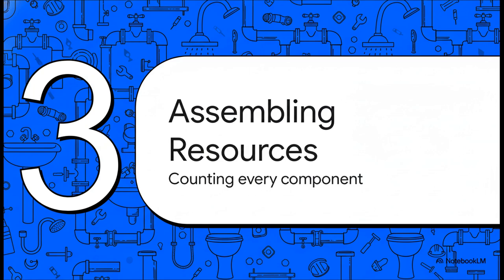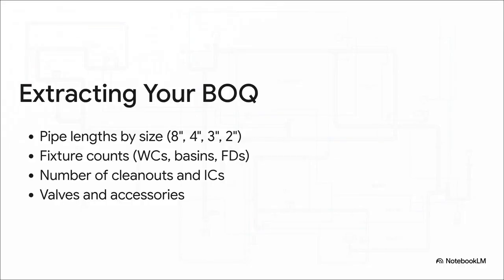And this means we have to meticulously account for every single part and piece we need to bring this thing to life. This is your bill of quantities, or BOQ. It has to be perfect. You're literally going to trace every single line on that drawing and measure it.